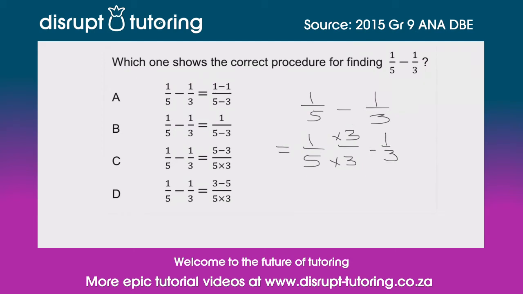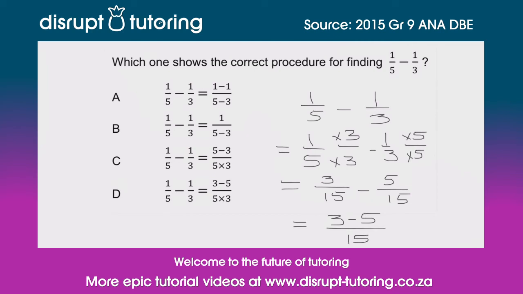I'm then going to do the same thing to 1 over 3. So that's going to be times 5 to make it 15. And I need to do the same thing on the top. Okay, so that is that. Now we would do our multiplication in the next step. So the 1 times 3 gives us 3, and the 5 times 3 gives us 15. And on the other side, 1 times 5 gives us 5, and 3 times 5 gives us 15. So that would give us 3 minus 5 over 15.